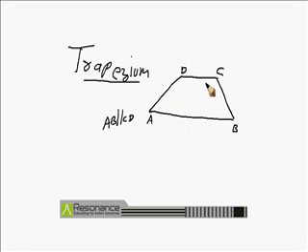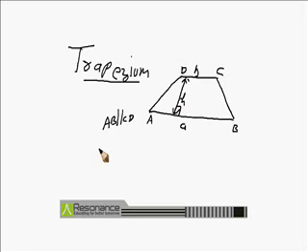Here AB and CD are parallel, which means they never meet each other. So in a trapezium we have one pair of opposite sides parallel, so ABCD is a trapezium. Let the length of AB be small a and the length of CD be small b, and the distance between the two parallel sides, let's say, is h, or you can say the perpendicular distance between the two parallel sides is h.